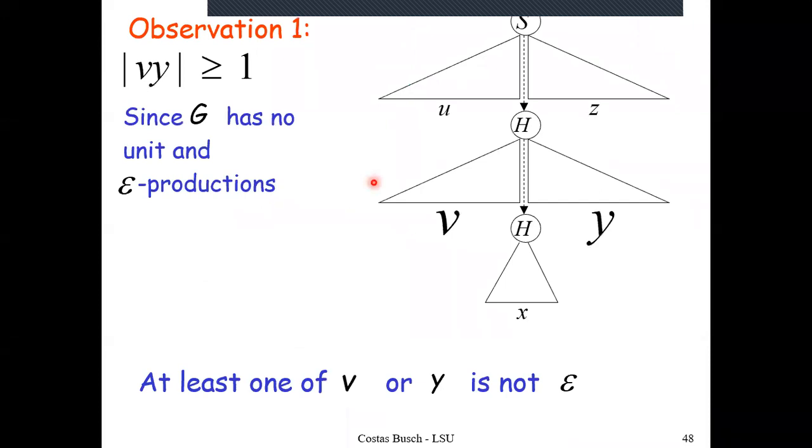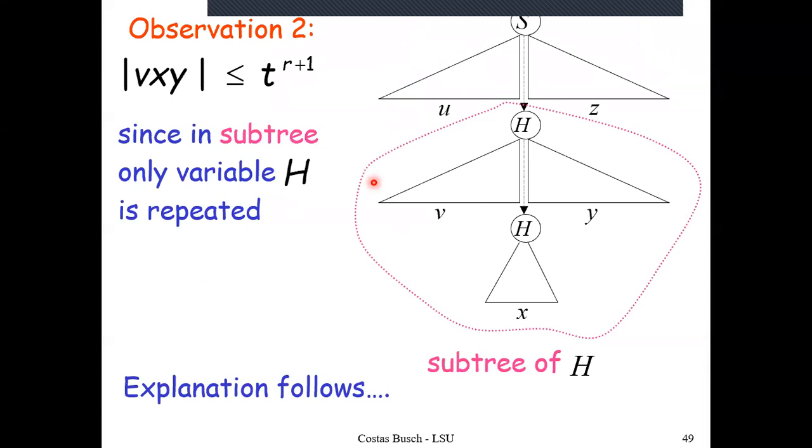And then there is another condition. That other condition is that the substring V X Y, when combined together, is supposed to be bounded above by d r plus 1. Now, why is that condition important?